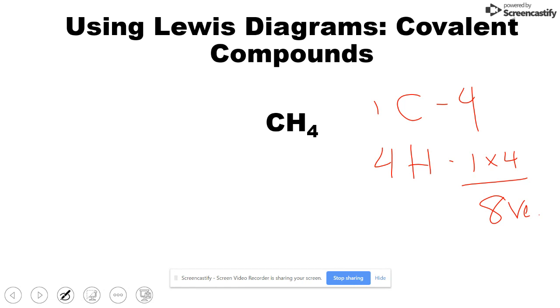Next, I'm going to determine the central atom. So the central atom is going to be the one that's in the center, as the name implies, and in general, it's going to be the one that you have less of. So here, I'm going to pick carbon to be my central atom.